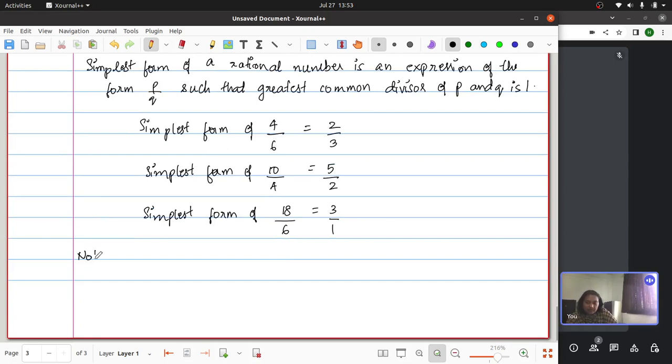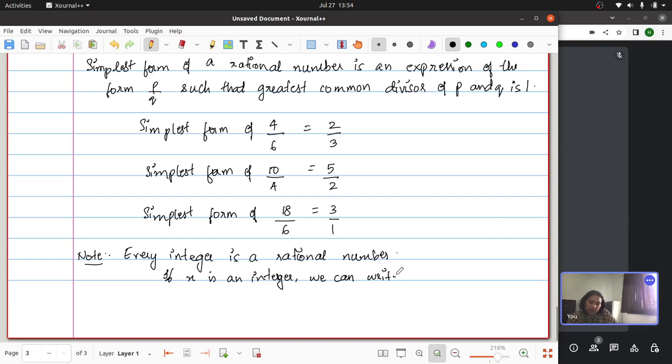Just as a note, every integer is a rational number, because if x is an integer, we can write it as x by 1. So what we are saying is that the integers are a subset of the rational numbers.